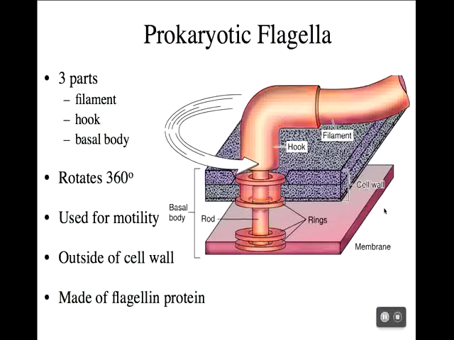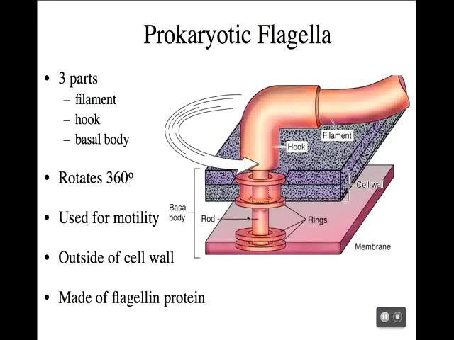A couple of interesting things. There are actually 3 parts to the prokaryotic flagella. The filament is the long piece that extends off the surface. That's what people think of when they think of flagella. They're actually thinking about the filament portion of the flagella. Then down in the cell wall, you have what's called the basal body. The basal body is this securing mechanism that holds the flagella into the cell wall and cell membrane.